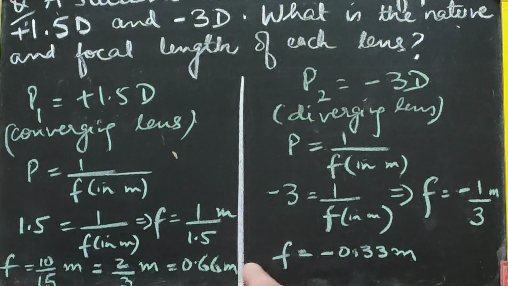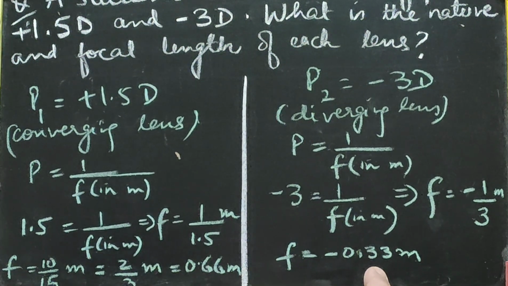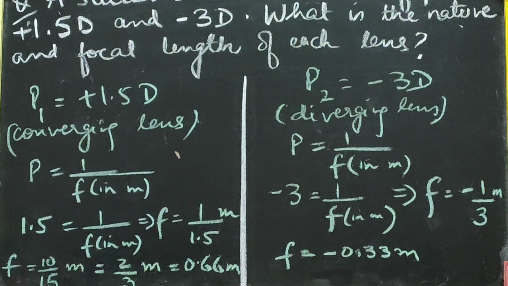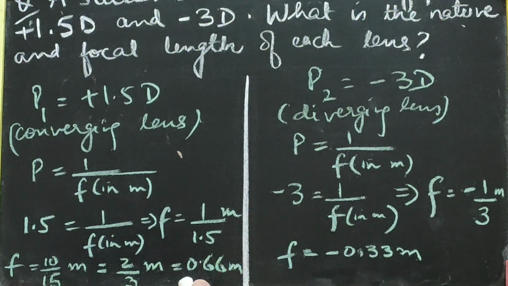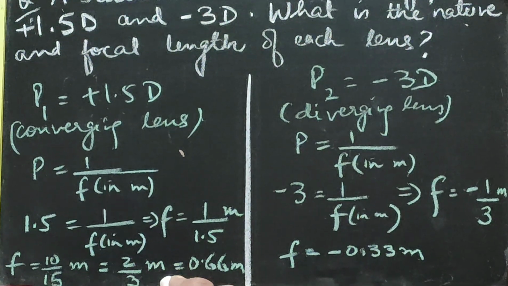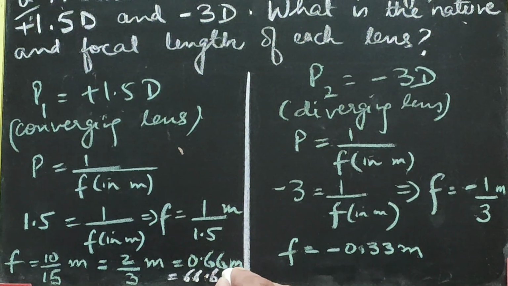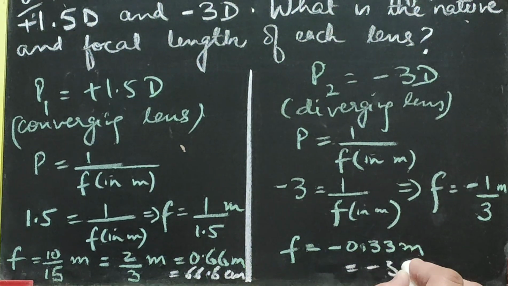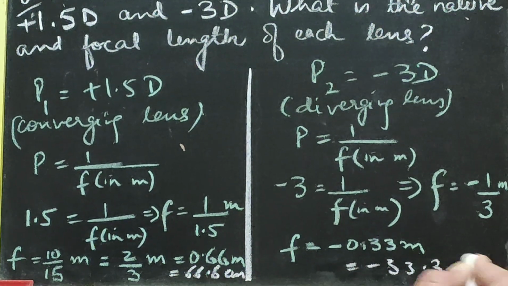You may also represent the final answer in centimeters. In some of the books you will find that the final answer is given in centimeters. So you can simply convert the answer in centimeters. Since both of them are non-terminating decimals, I can rewrite this as 66.6 centimeter, and this can be written as negative 33.3 centimeters.